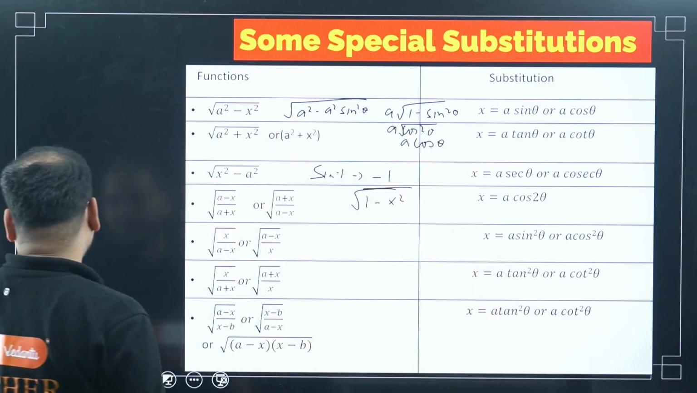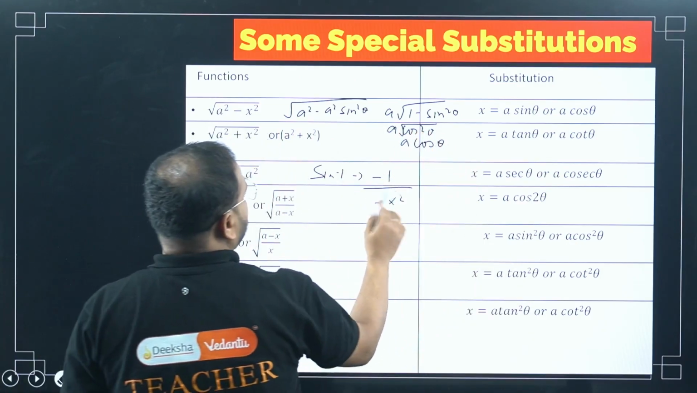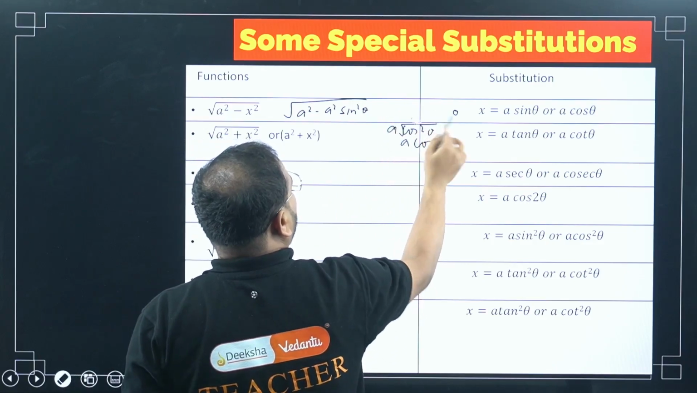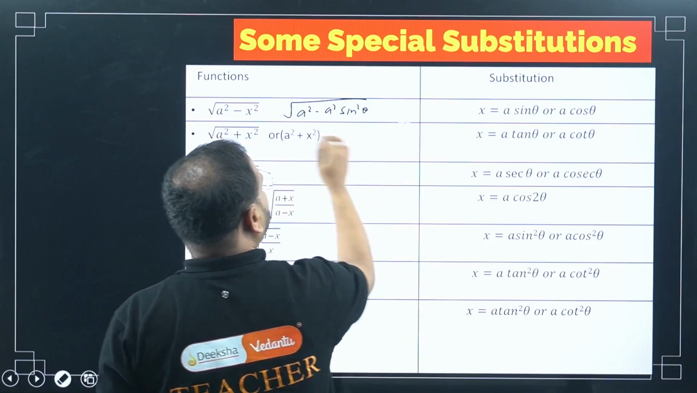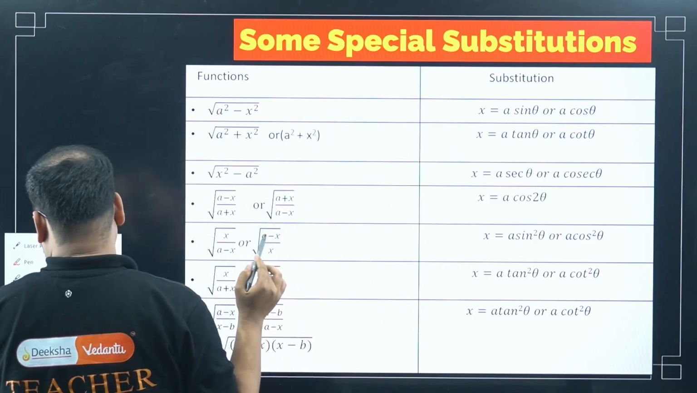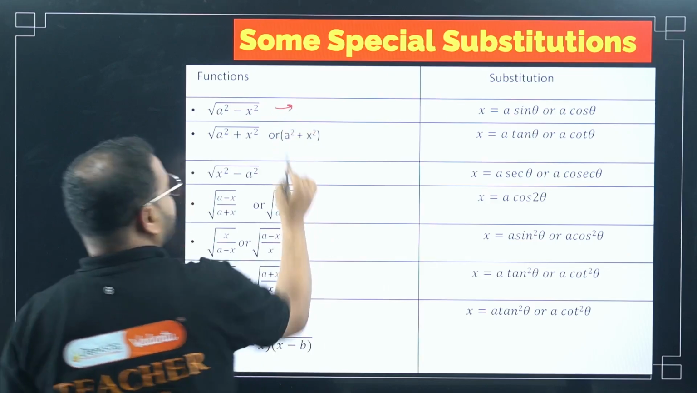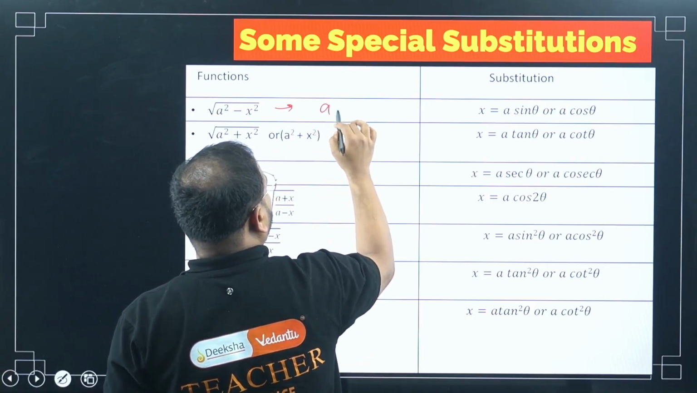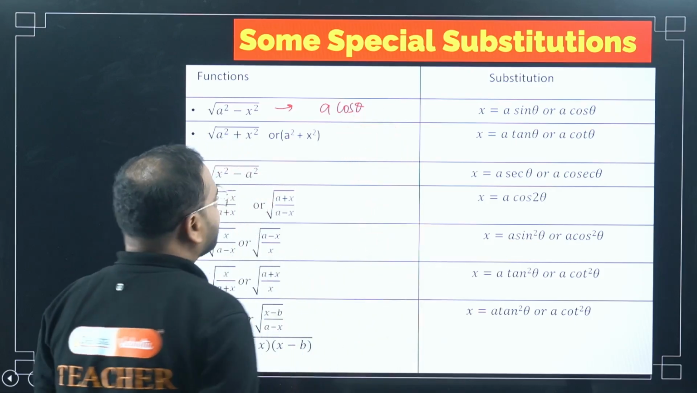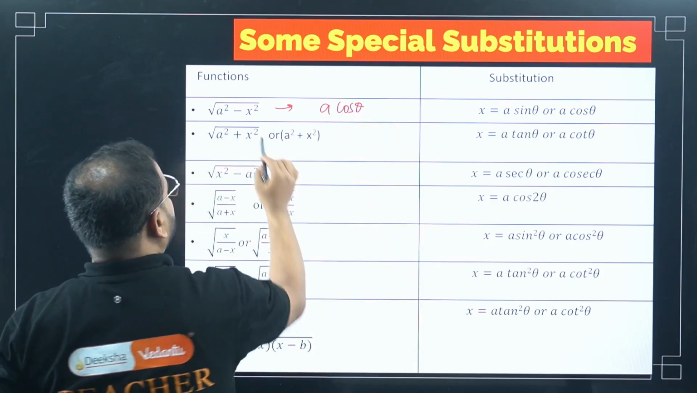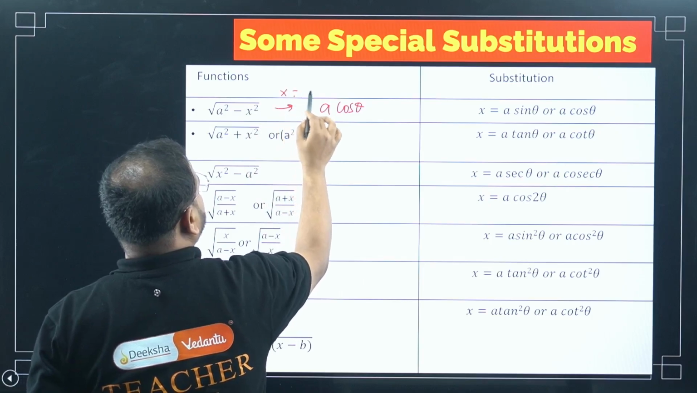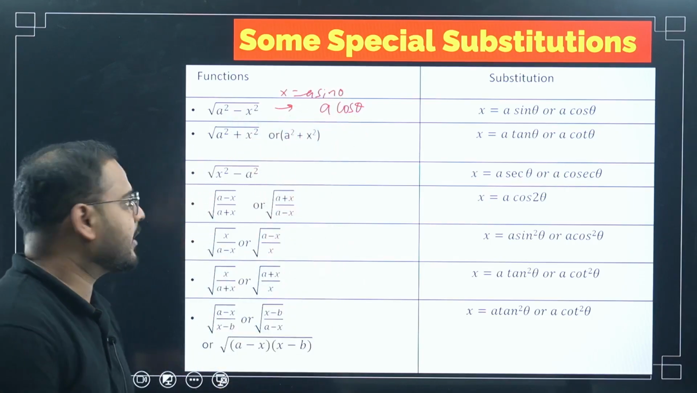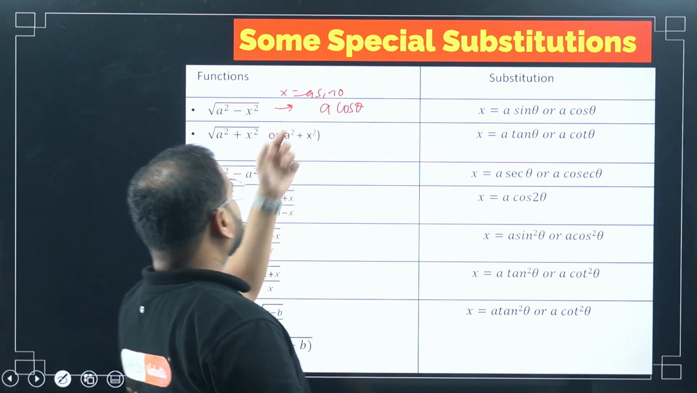Because an identity will be applied. Let me show you this. I will not write the whole statement, I'll write what the transformation is going to be. My transformation will simply be a cos theta. If you take x equals a sin theta, this whole thing will transform into a cos theta, or vice versa. If you take a cos theta, it will become a sin theta.